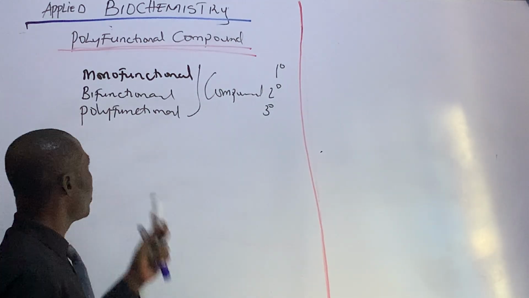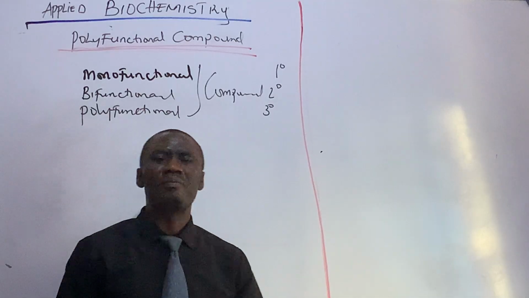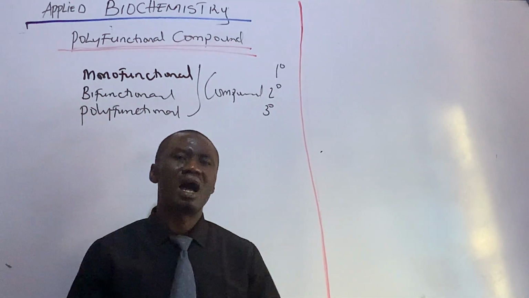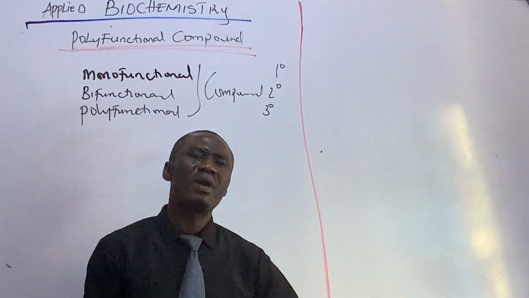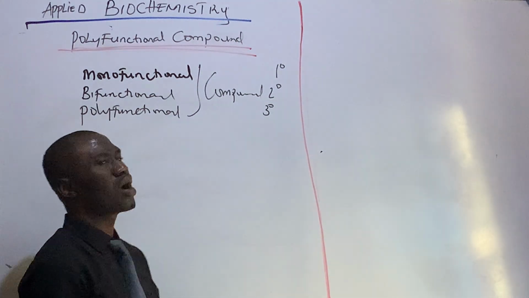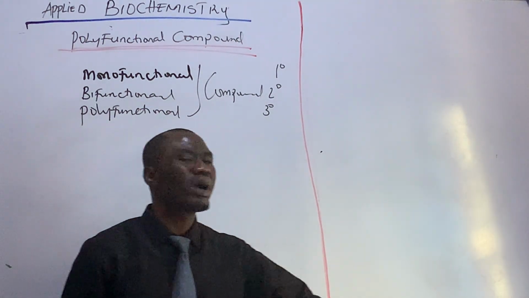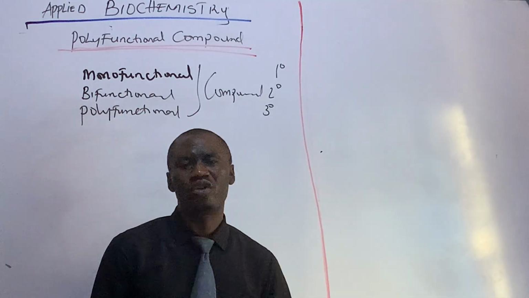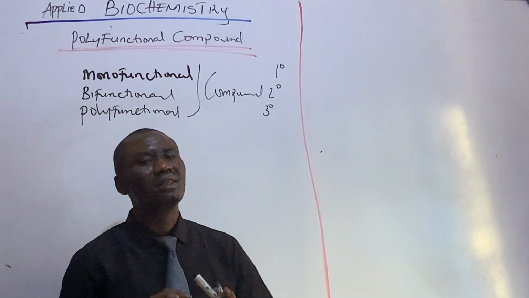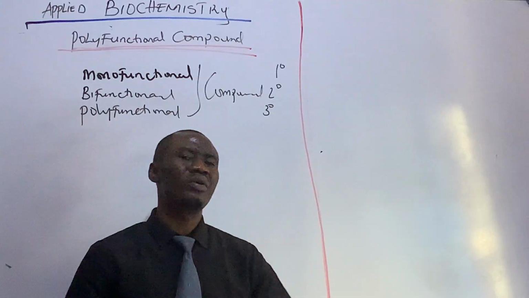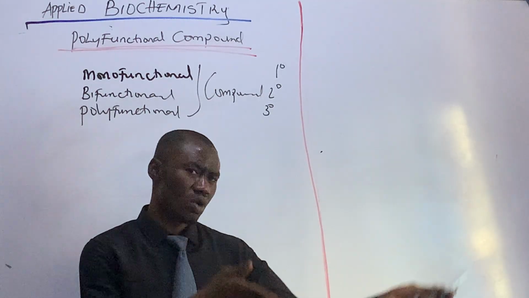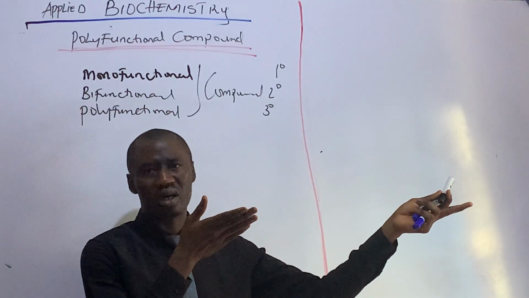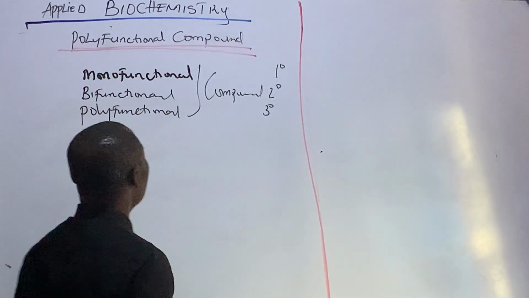When we talk about the polyfunctional compound, these are molecules or compounds that have two or more functional groups. Remember, there are some polyfunctional compounds that are also examples of bifunctional compound. That's why the definition of polyfunctional compound is that they are compounds or molecules that have two or more functional groups. All right?